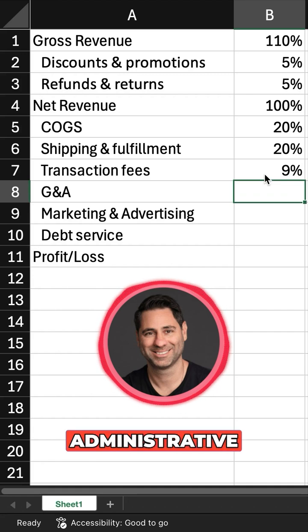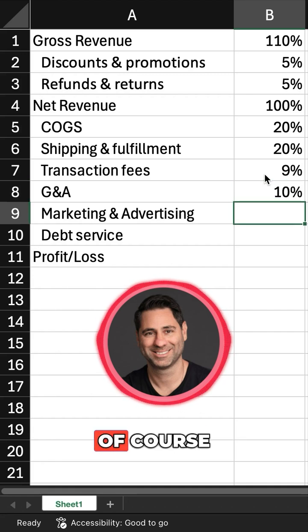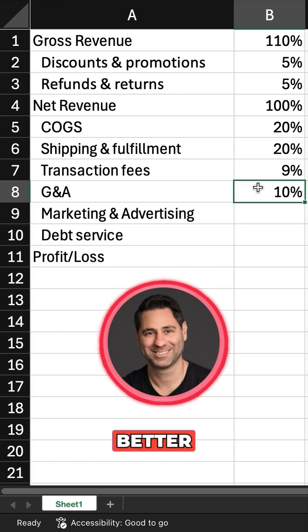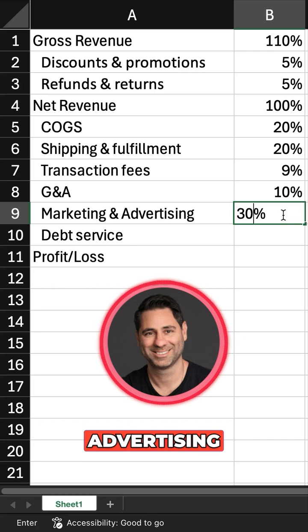General and administrative, let's say 10%. Of course, every business is different, and the more you can optimize this number, the better. That's why you see so many people firing their team or cutting on SaaS vendors. Marketing and advertising, let's say 30%.